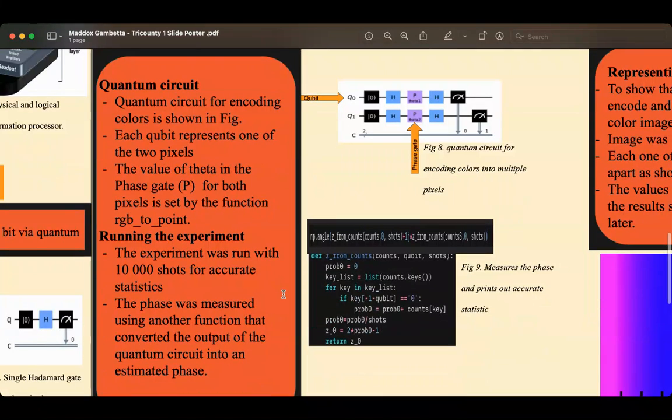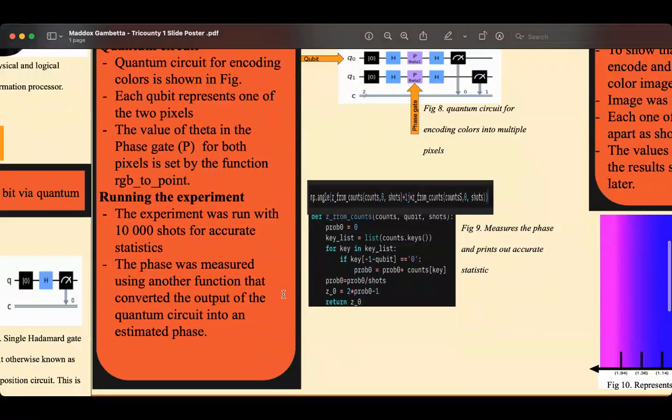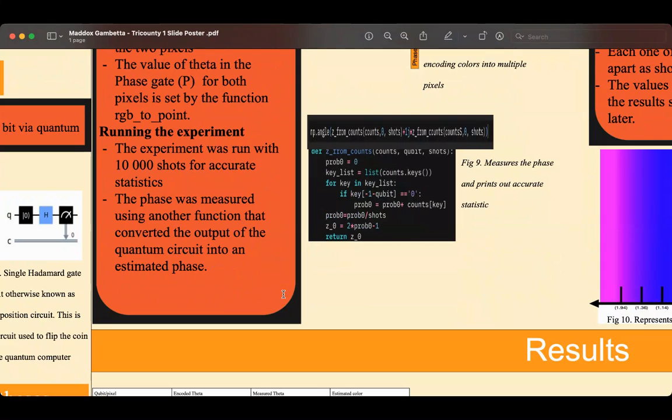I then ran the experiment. I ran the experiment 10,000 times to ensure accurate statistics, and I then measured the phase using another function to convert the output of the quantum circuit into an estimated phase. This comes in important later because it allows us to test if encoding colors in a quantum computer is really more efficient.